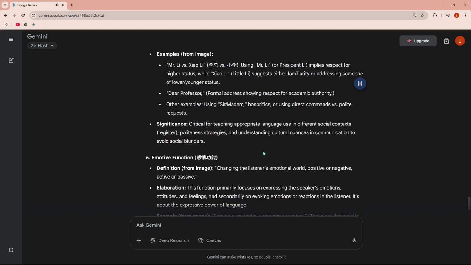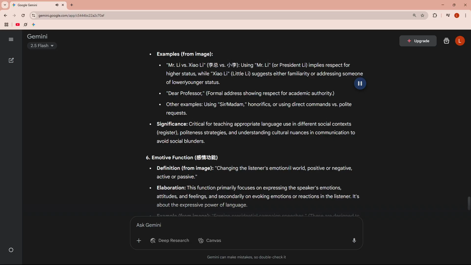Significance. Critical for teaching appropriate language use in different social contexts, register, politeness strategies, and understanding cultural nuances in communication to avoid social blunders. 6. Emotive function, Gan Qing Gong Nen. Definition, from image, changing the listener's emotional world, positive or negative, active or passive.